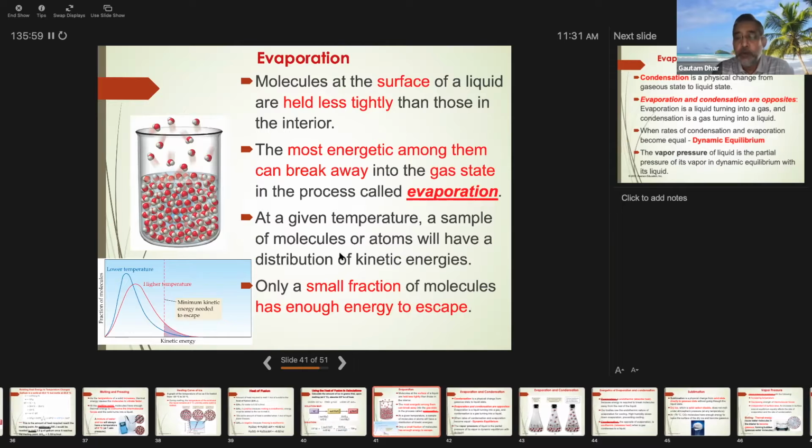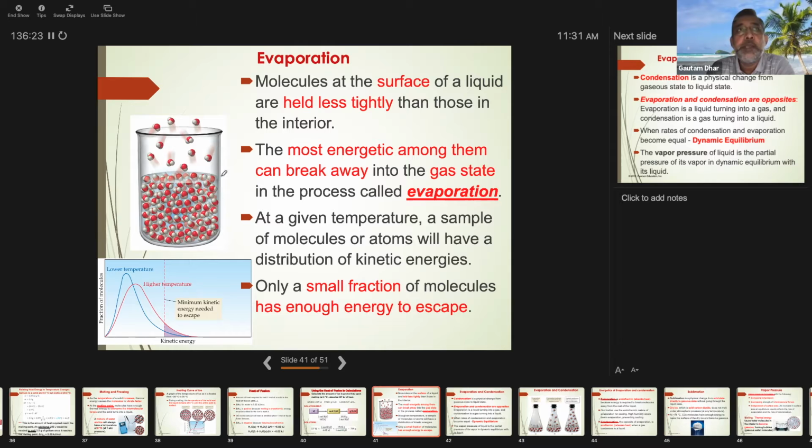Now we'll look at a few other things here. Evaporation. We all know what evaporation is, but we'll look at it scientifically. What happens during evaporation. Okay. So we have one thing, boiling. What is evaporation? Like you are trying to dry clothes. You just leave the cloth and water evaporates out. So evaporation happens from the surface of water.